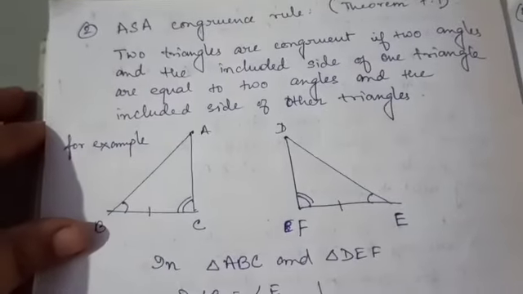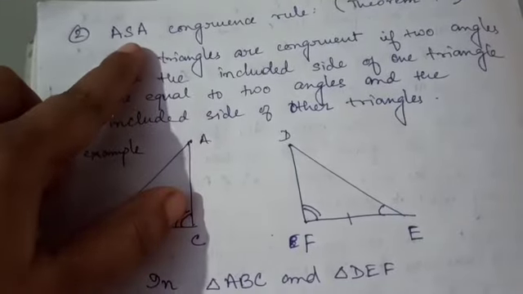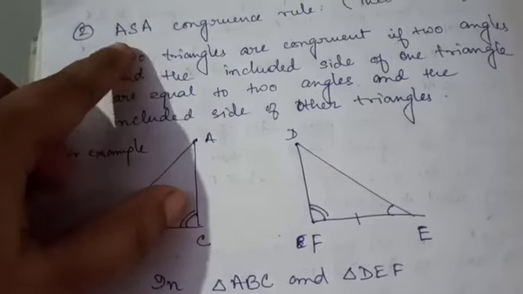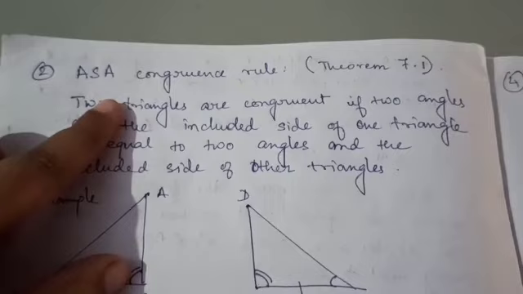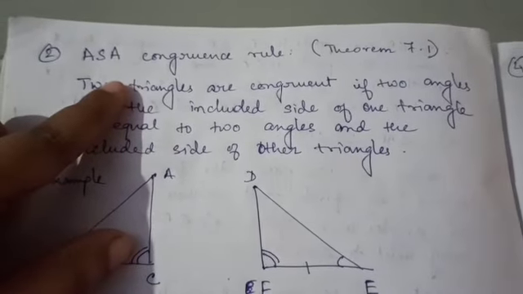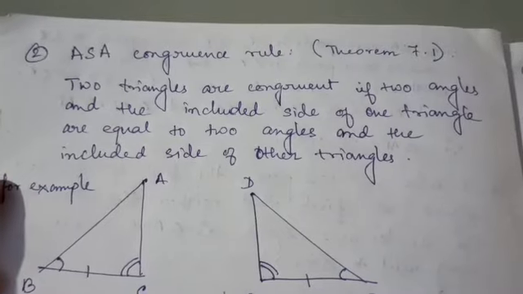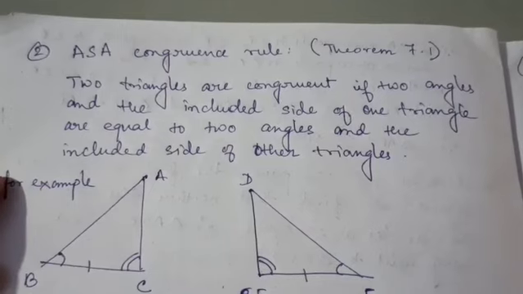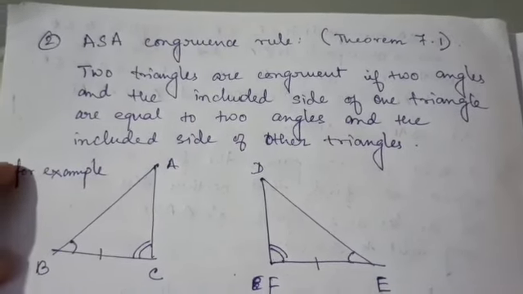Next, congruency is angle side angle. Angle side angle means the side is in the middle, so it should be the included side, and the angles are at the two ends. So the angle side angle congruency rule is your theorem 7.1. Two triangles are congruent if two angles and the included side of one triangle are equal to the two angles and the included side of the other triangle.